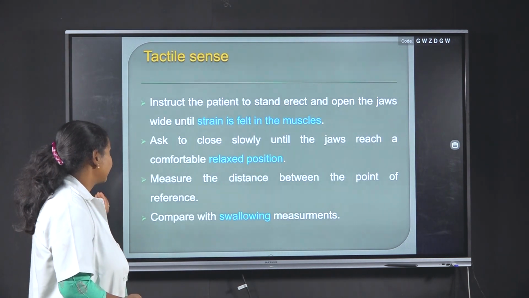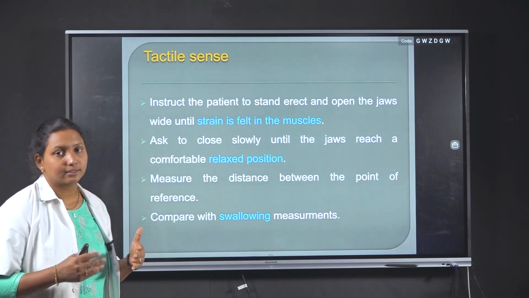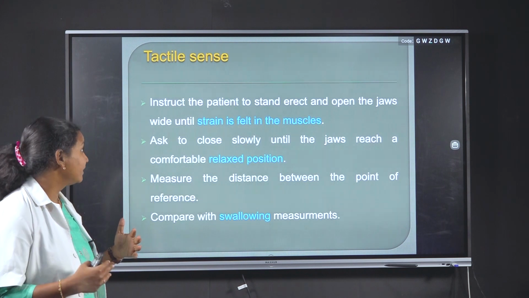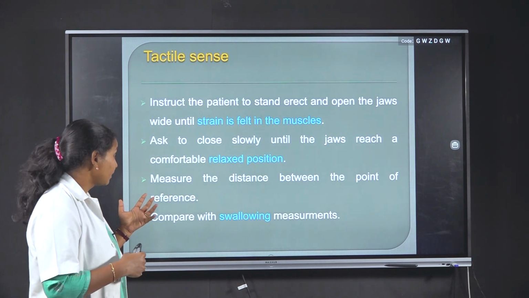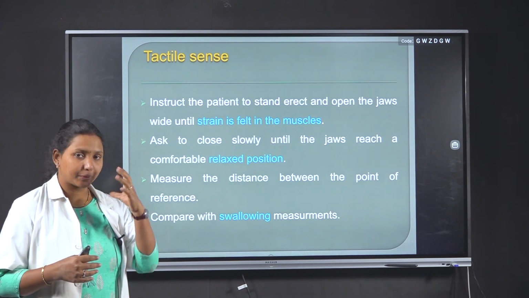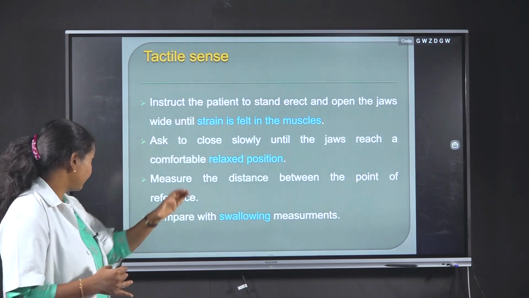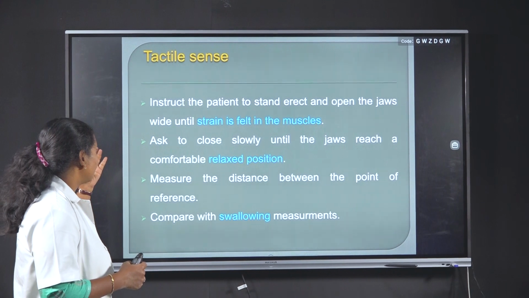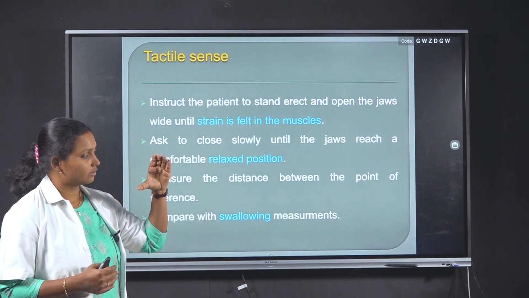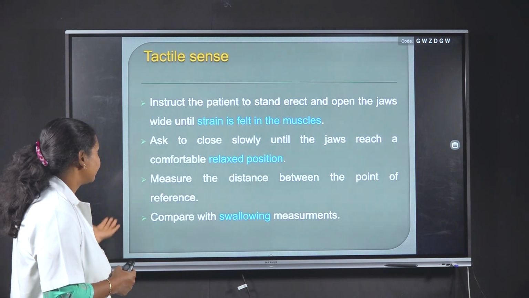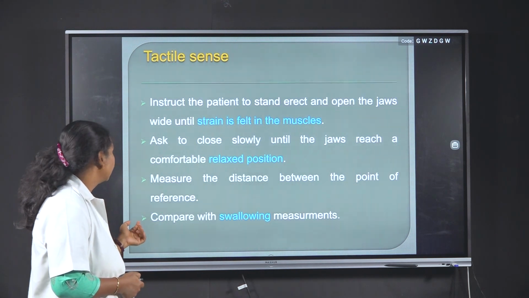Next is tactile sense. Tactile sense is nothing but, in this procedure, we will ask the patient to stand erect and open the jaws until strain is felt. We will ask the patient to open the jaws till that strain is felt, and we will ask the patient to close slowly so that a comfortable position will be achieved, that is the relaxed position.